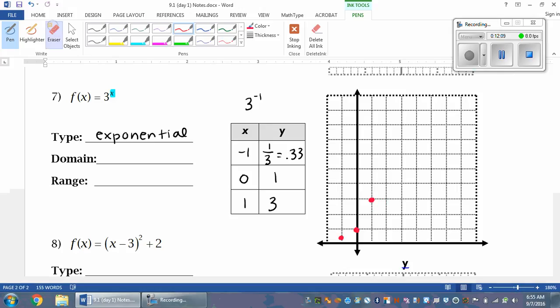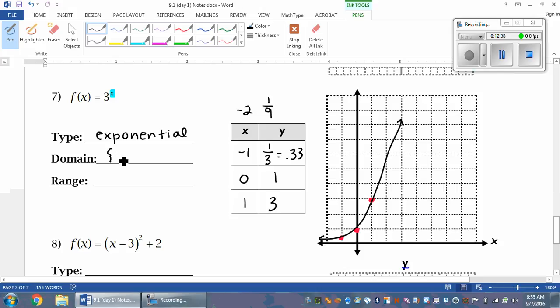Now let's say you're unsure if it goes below the x-axis, go ahead and put -2 in here. That would be 1/9, which is even smaller, so I would get even closer to the x-axis. If you keep going more and more negative, it's going to keep getting smaller and smaller. We're going to graph our exponential function like this. Again, do not touch that x-axis. It gets really, really close to it.